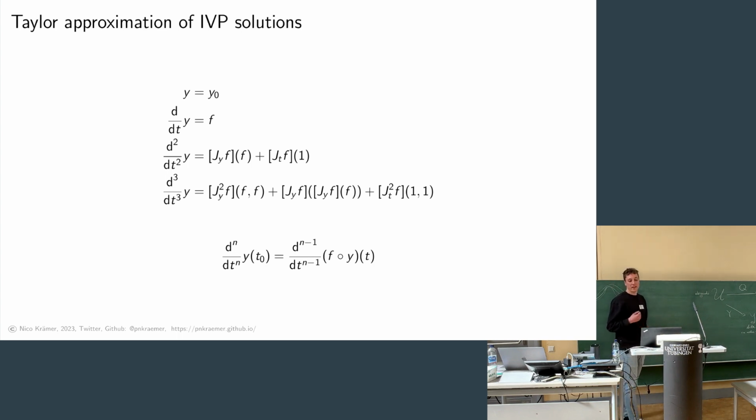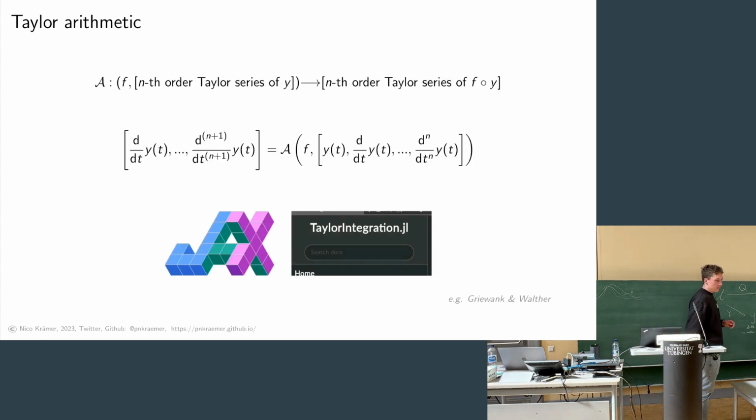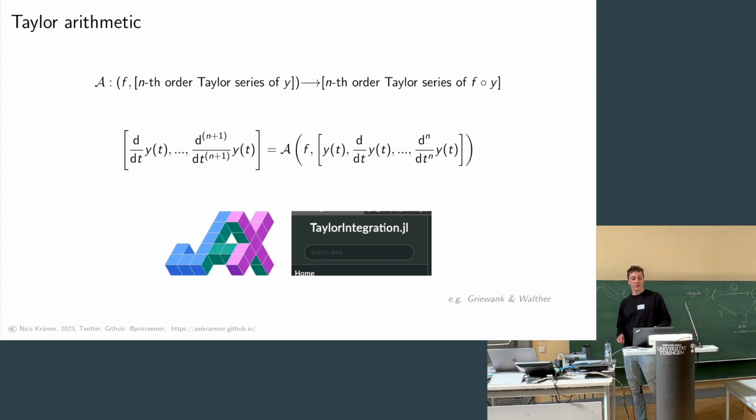We had the connection to Taylor series earlier. In the end, what we're saying is that the nth unnormalized Taylor coefficient of y is equal to the n minus 1th unnormalized Taylor coefficient of f of y. And this is useful information because now we're in the world of Taylor series. And Taylor series are something that we understand computationally. So if we have a function that can generate Taylor series of other functions, then we can use it to recursively define all of our ODE derivatives.